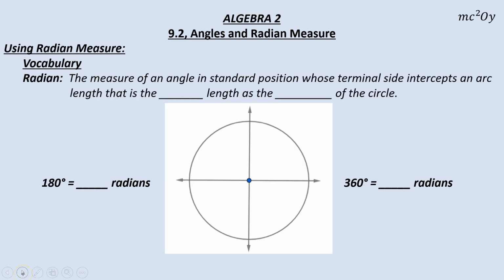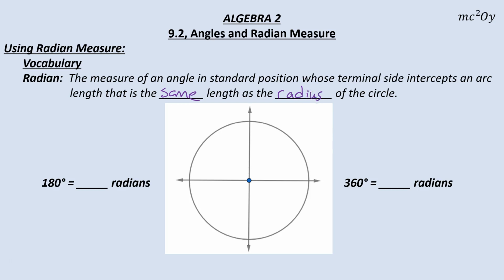All right. Let's go ahead and move on here. Some vocabulary. Talk about some radians. A radian is different than a degree. A radian is the measure of an angle in standard position whose terminal side intercepts an arc length that is the same length as the radius. That's why we call it a radian.